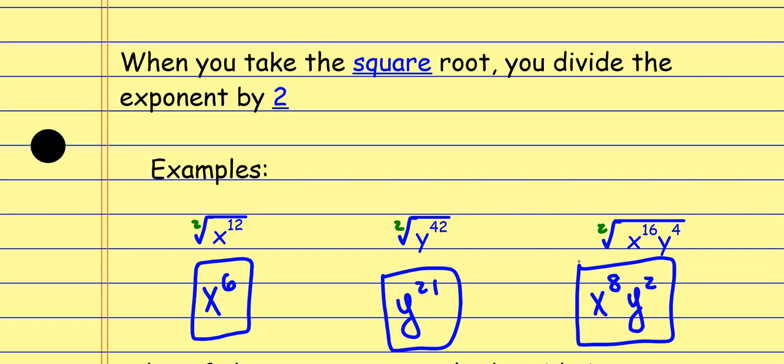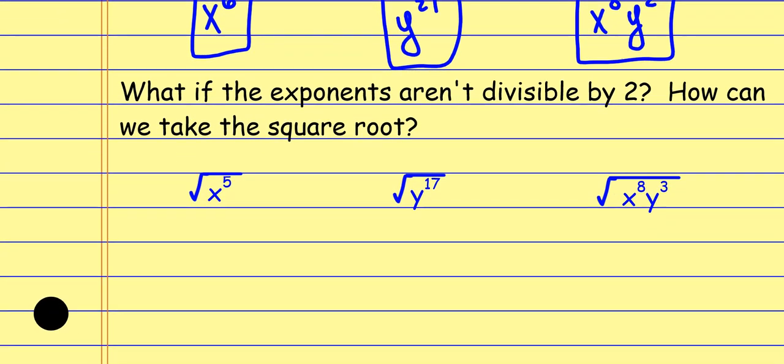Now, hopefully you realize where this might be problematic. What if the exponent isn't divisible by 2? Ready? What in the world am I going to do if it's not divisible by 2? How can we take the square root? Well, it's kind of like when we did the factor tree, we only took the pairs out and anything that didn't have a pair got left behind, all right? We left it underneath that square root.